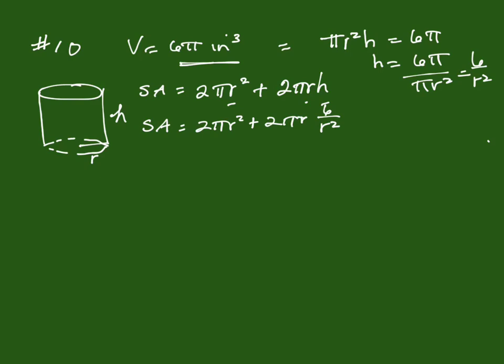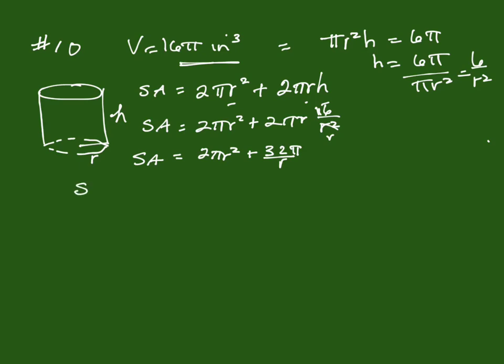So we can cross out the r's and just have one r on the bottom. So we get surface area equals 2 pi r squared plus... hang on a second. It's 16 pi, not 6. So 16. So plus 32 pi over r. Okay, so plus 32 pi over r.